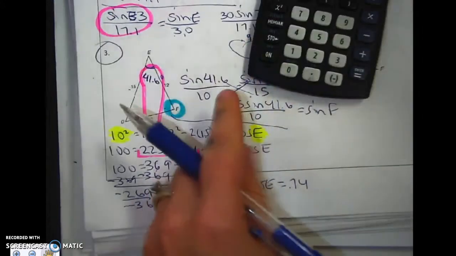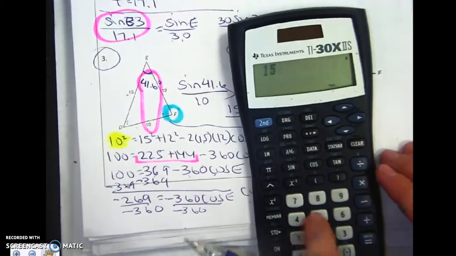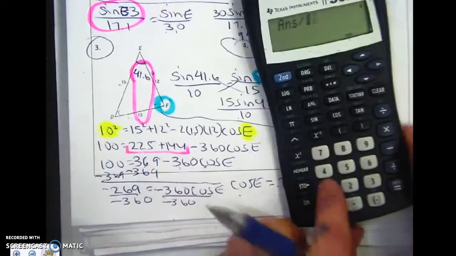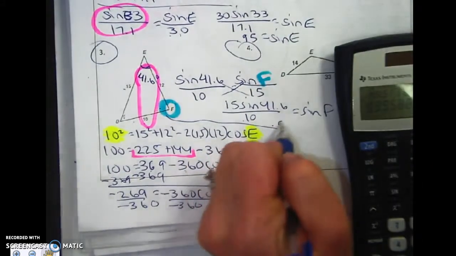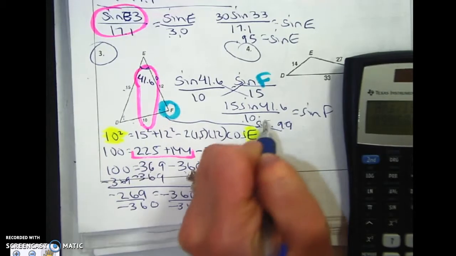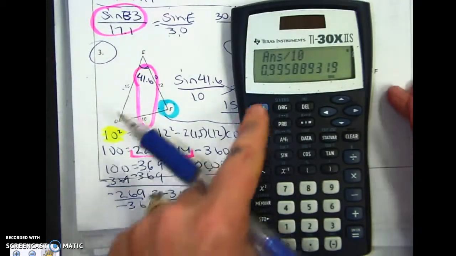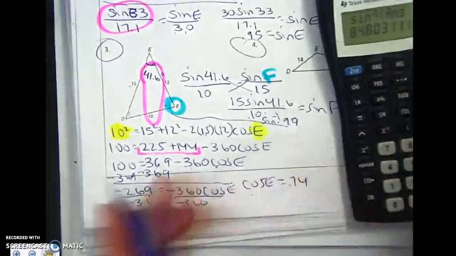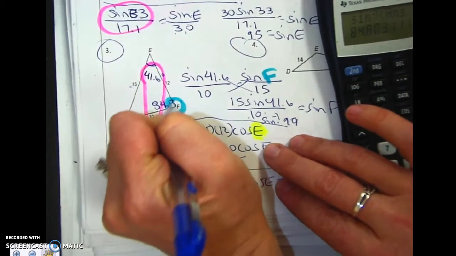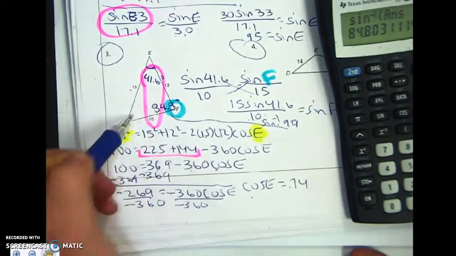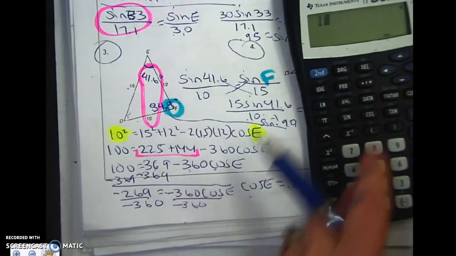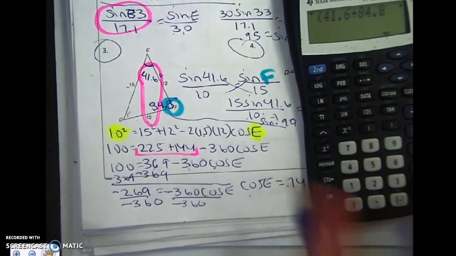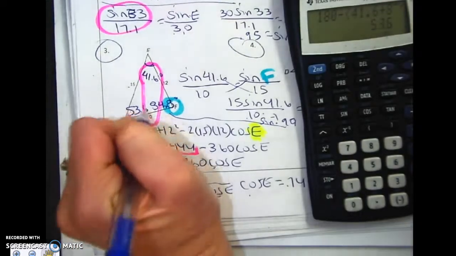So I'm just going to literally take this and plug it in my calculator. 15 sine of 41.6 divided by 10, and then I get 0.99. And I'm going to do the inverse sine of that. So now I keep it perfect. Inverse sine, second answer, and I get 84.8. So now I got F, which is 84.8 degrees. Now I take these two, add them up, subtract from 180, and I'm good to go. So 180 minus 41.6 plus 84.8, and I get 53.6, and the sides are already done.